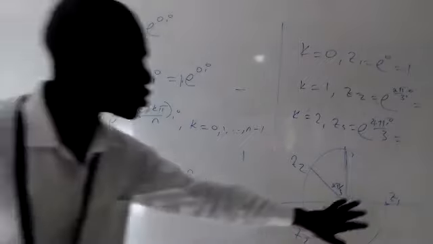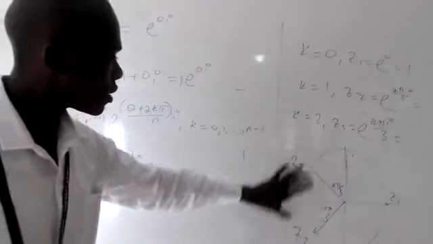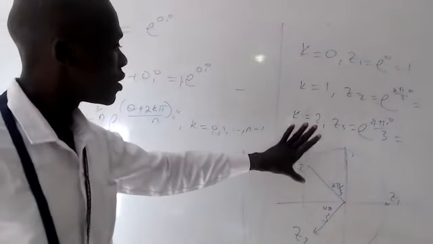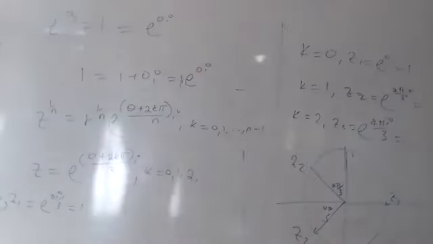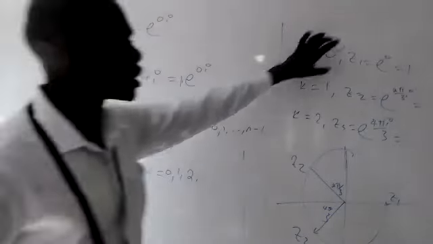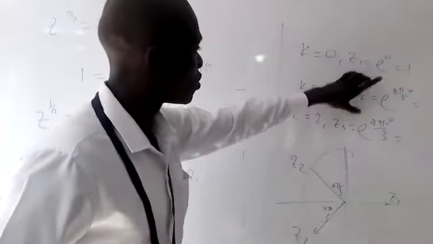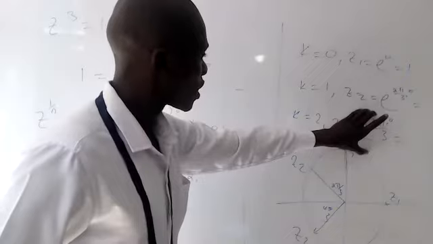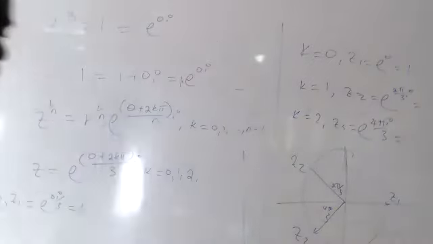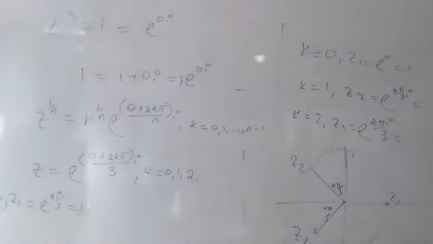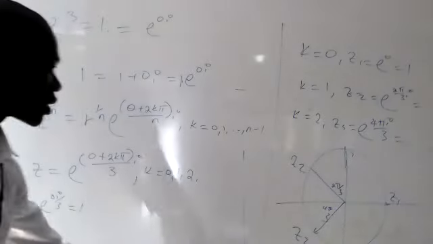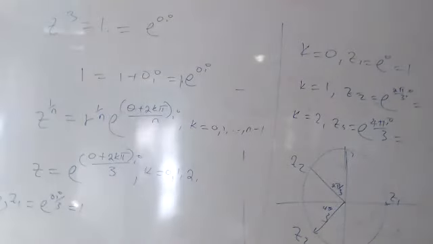So these are the three roots of 1 represented in the complex plane. If you take this number, 1 cubed is 1. If you take this number cubed, you get 1. If you take this third number cubed, you should also get 1. Next question, unless there's a question on this.